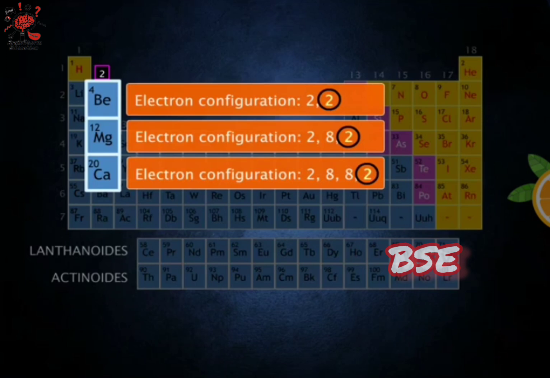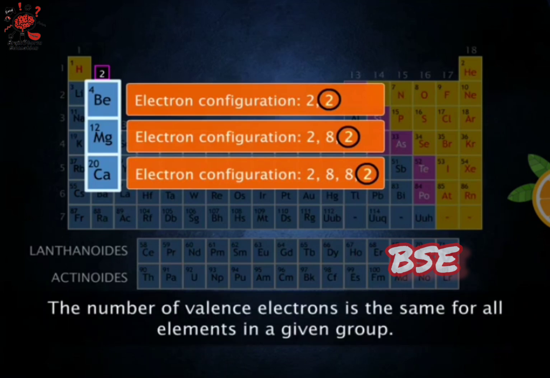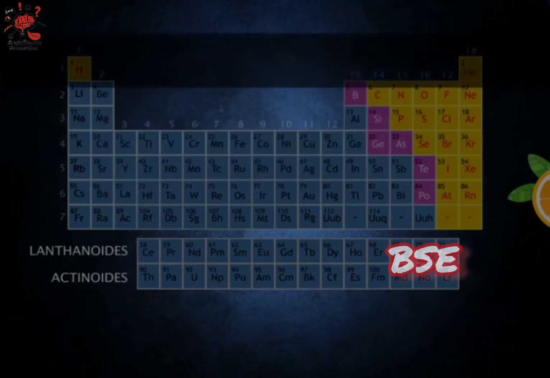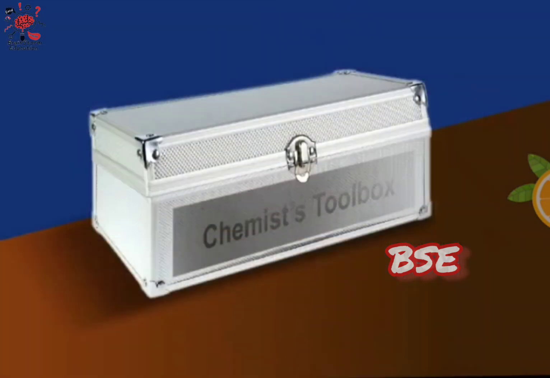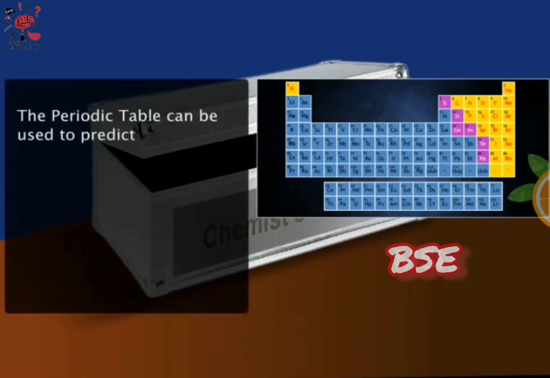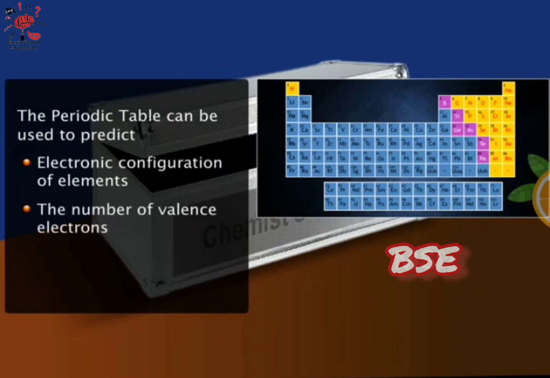What we have observed is that the number of valence electrons is the same for all elements in a given group. This is true throughout the periodic table. The reason the periodic table is one of the most important tools in a chemist's toolbox is that it can be used to predict the electronic configuration, the number of valence electrons, and the chemical properties of any element.